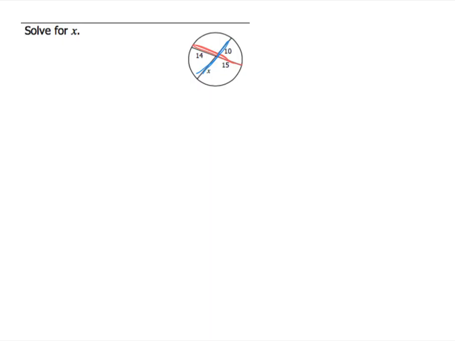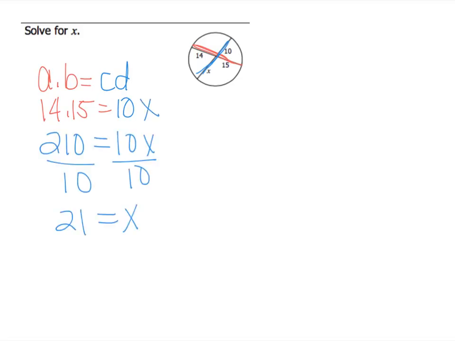There we go. This one is A times B equals C times D. The parts of the one line are 14 and 15. The parts of the other line are 10 and X. So we're going to multiply this together, solve the equation, and get X is equal to 21.